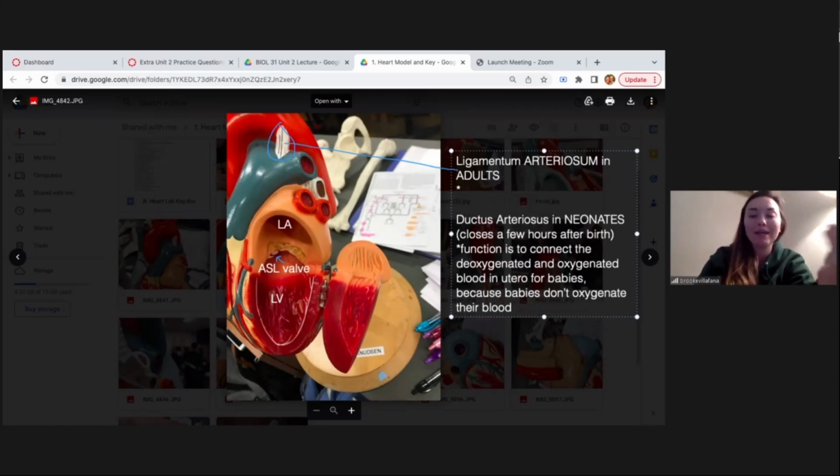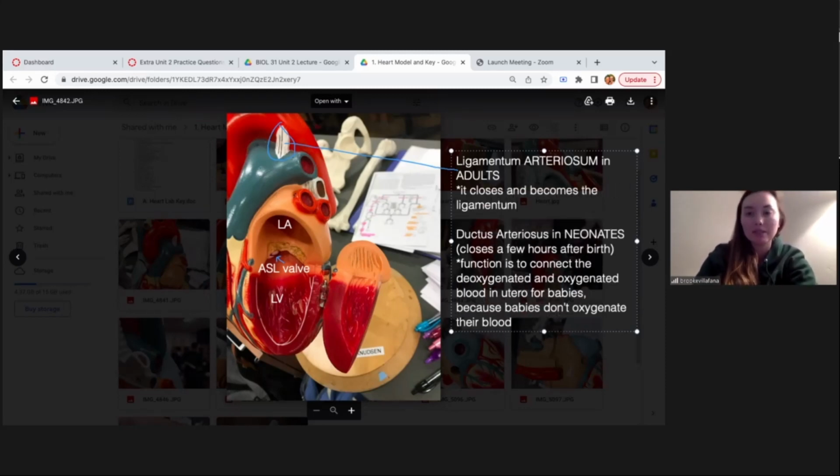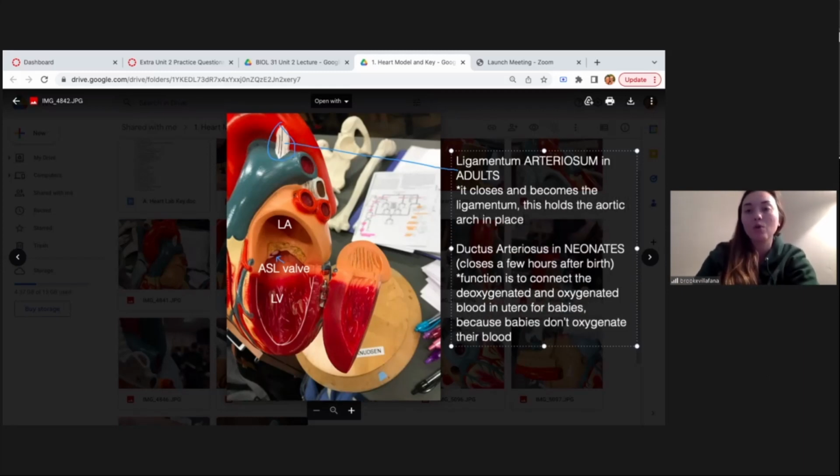When it closes, it becomes the ligamentum. This holds the aortic arch in place. So when you're an adult, you have this heart that's beating all of this blood out and you want to keep that held in place. And that's called the ligamentum arteriosum. For your lab exam, you do need to know ligamentum arteriosum in adults, ductus arteriosus in children, infants, neonates. Okay, neonates is just the proper word for like an infant right after birth.